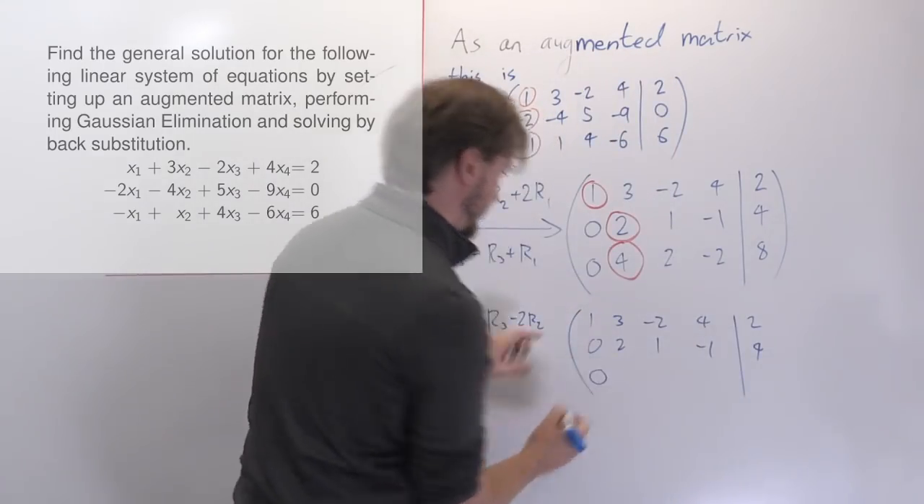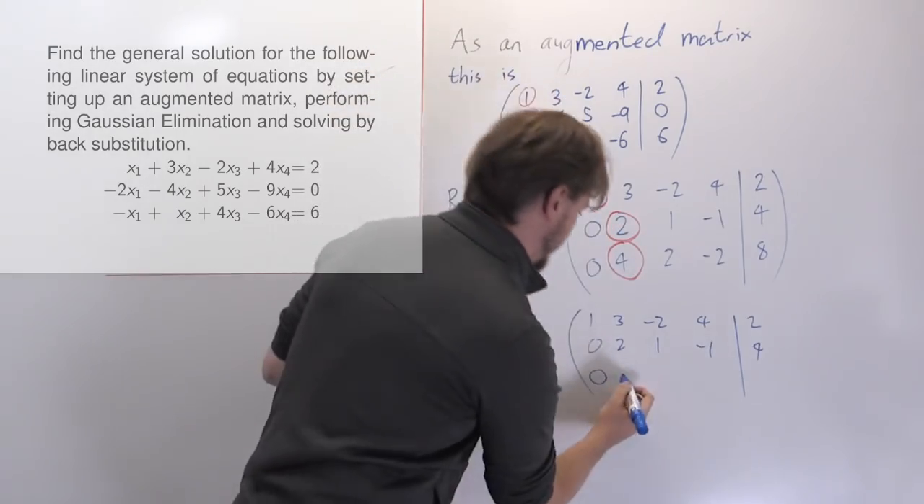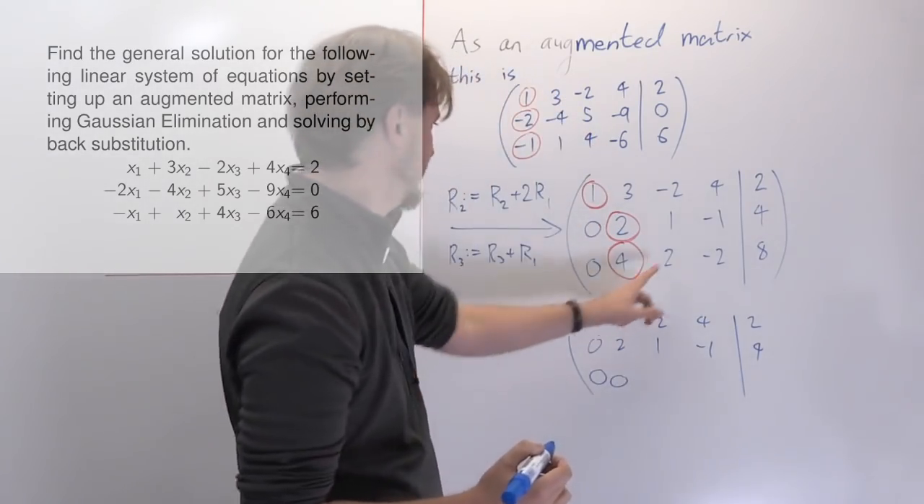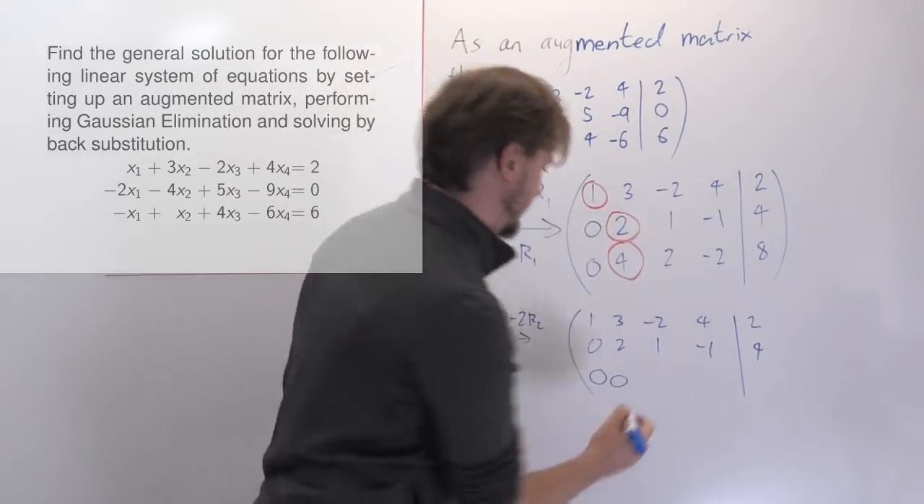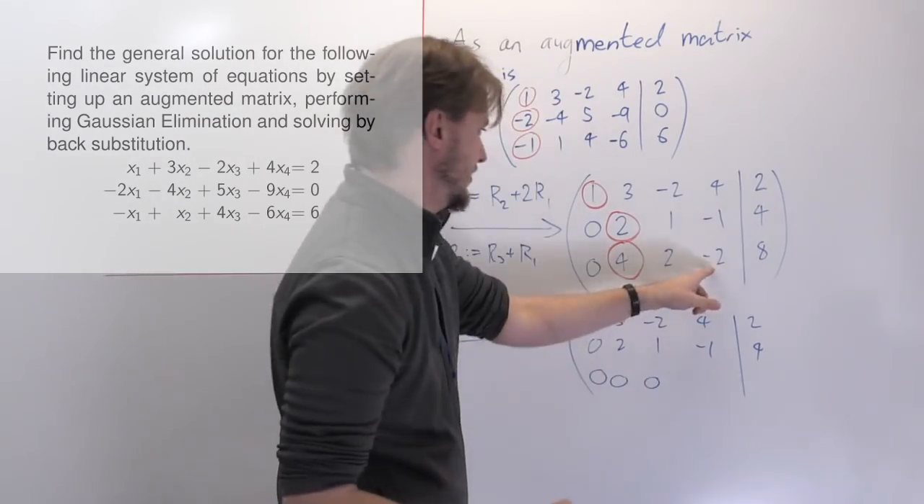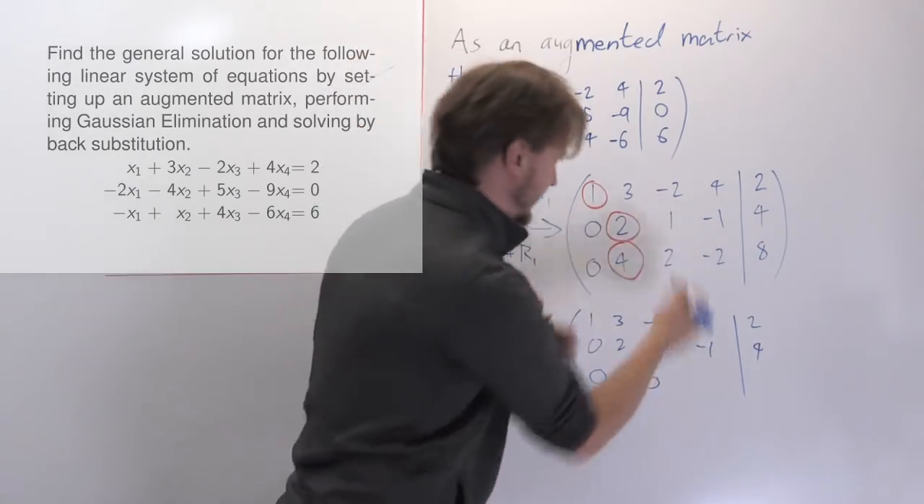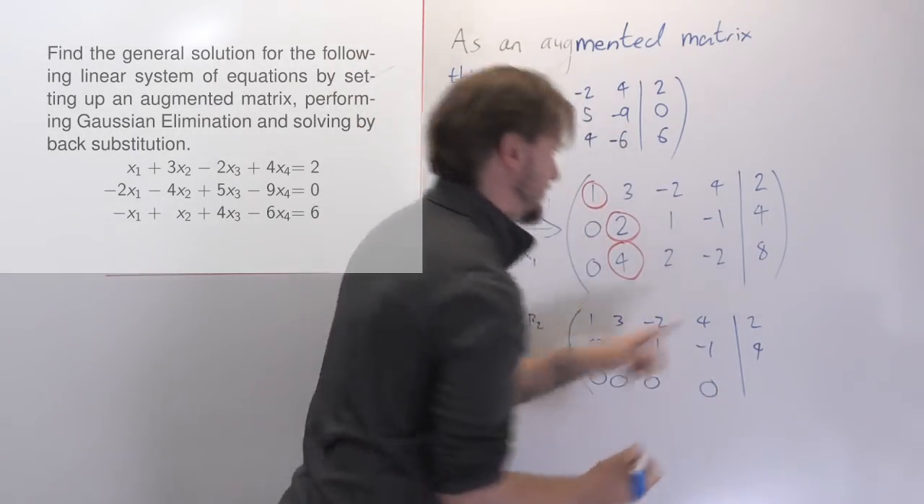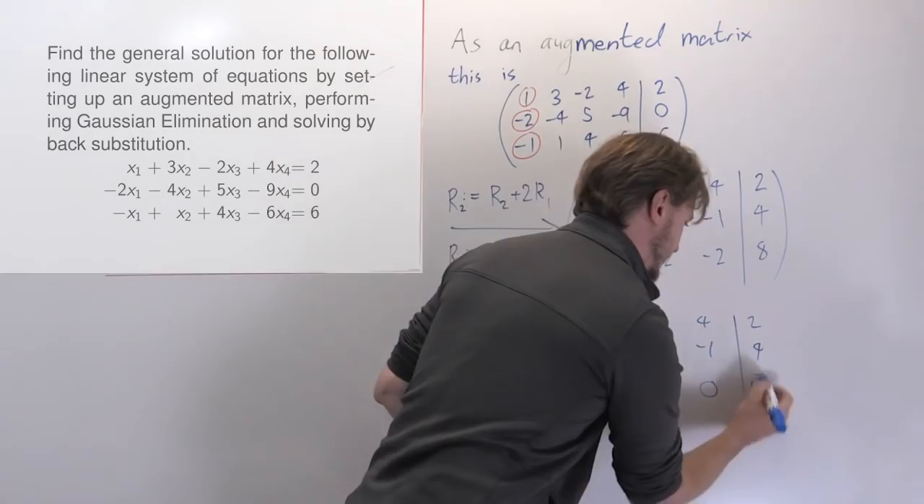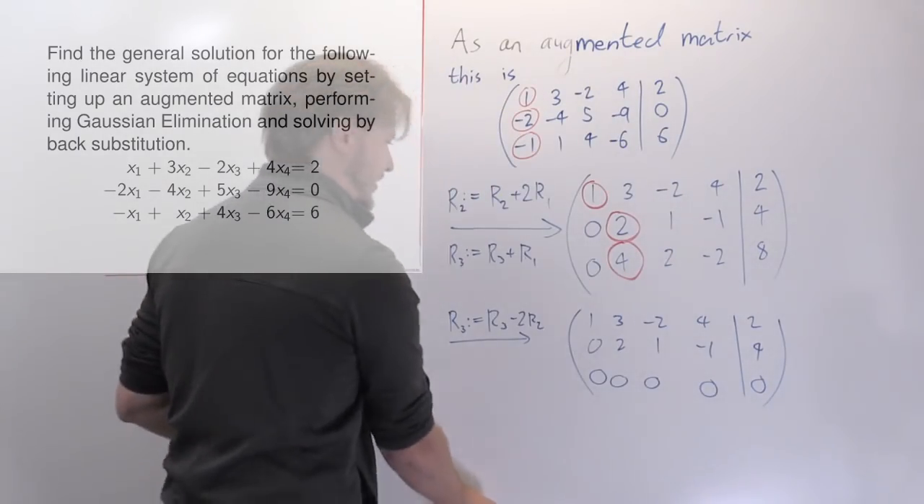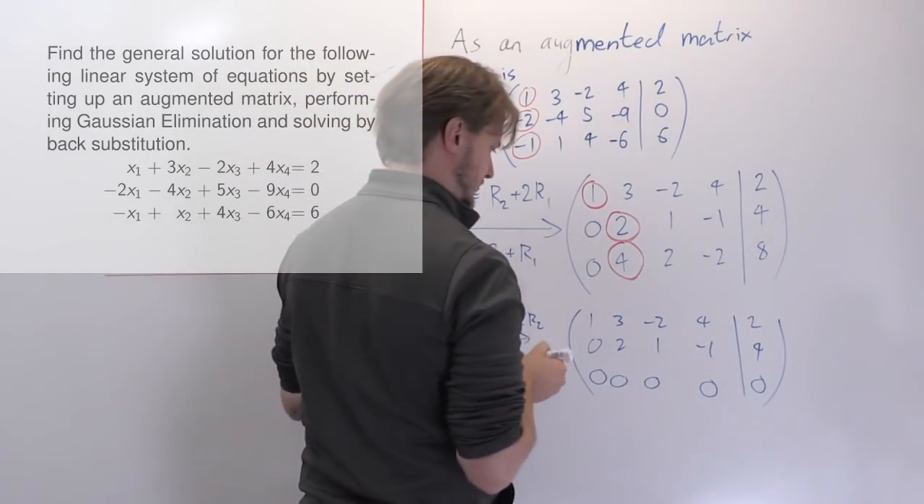So these zeros don't do anything. 2 minus 4 is 0, that was why I did it. 2 minus 2, because that's doubling that, is 0. This becomes a minus 2, so minus 2 minus minus 2. Well, I can see that these cancel out. And finally, 8 minus 8 is 0. Alright, so that's row echelon form.